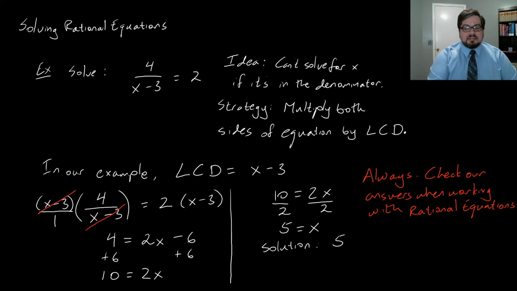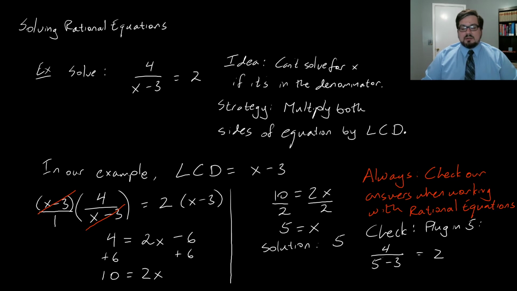We always need to check our work. So for this, we'll want to check whether this equation is true by plugging in the number 5 that we believe is the solution to the original equation and seeing whether we get a true statement out of this. So we're going to plug in 5, and we're going to get 4 over 5 minus 3 equals 2.